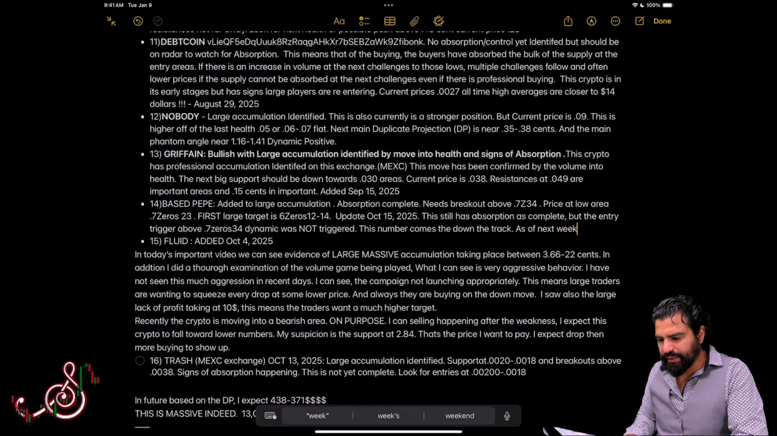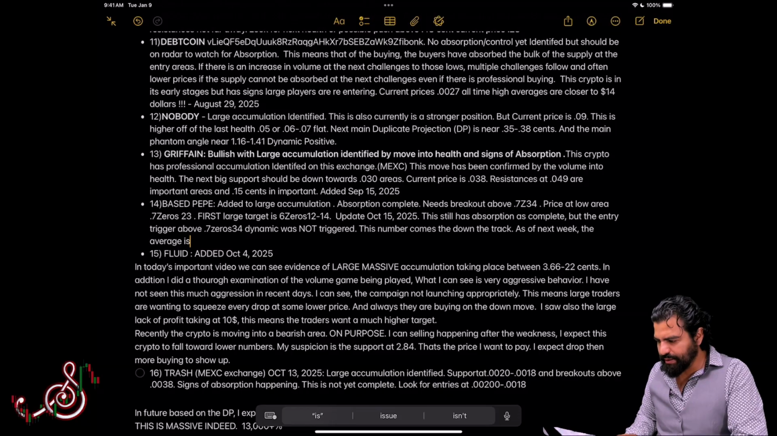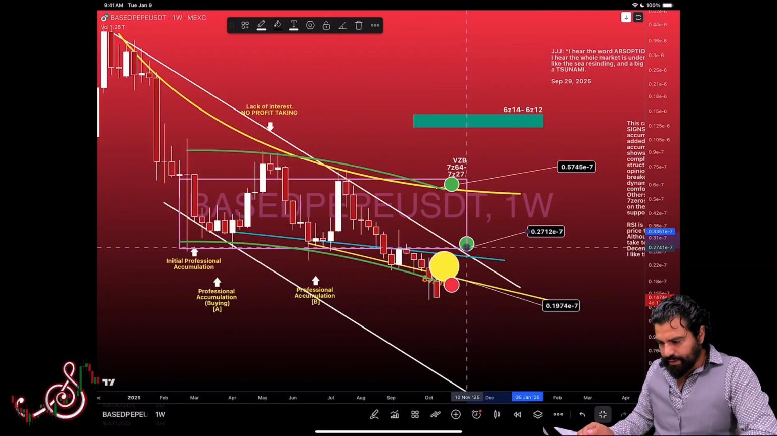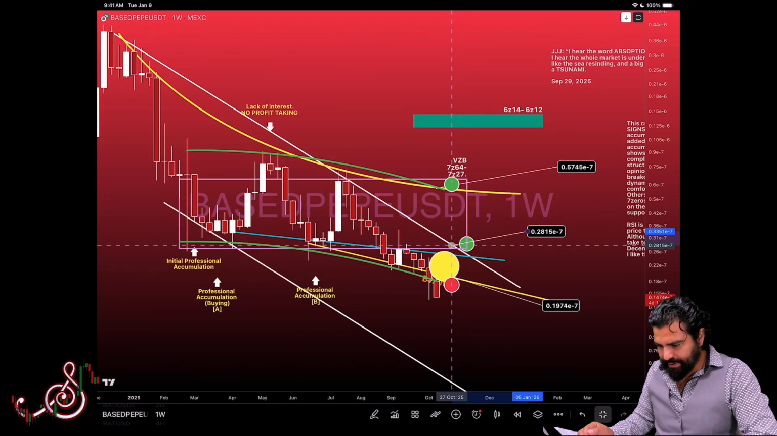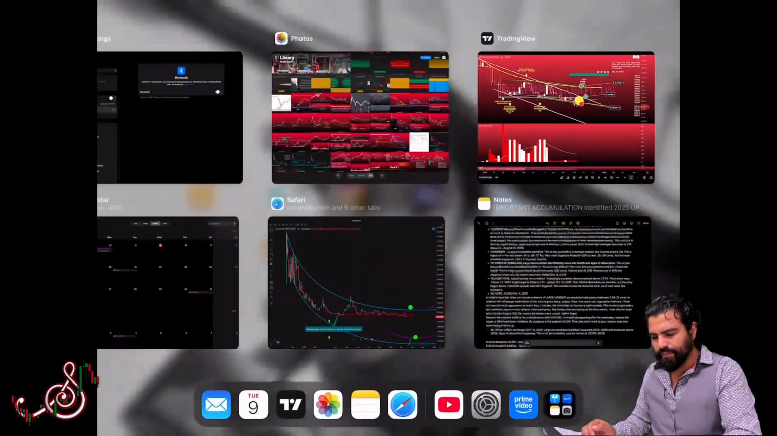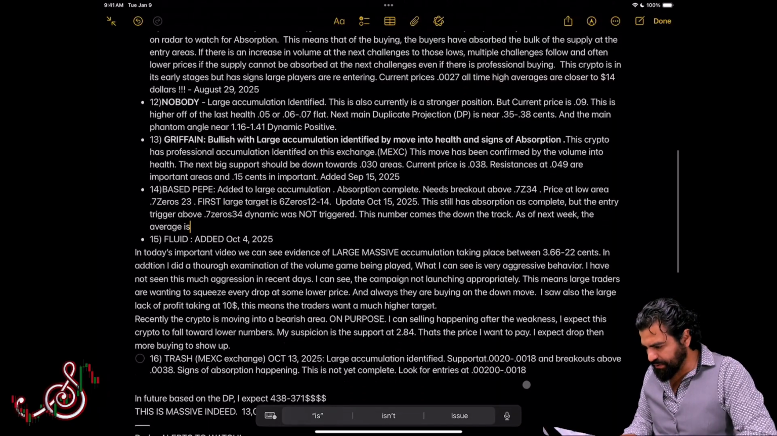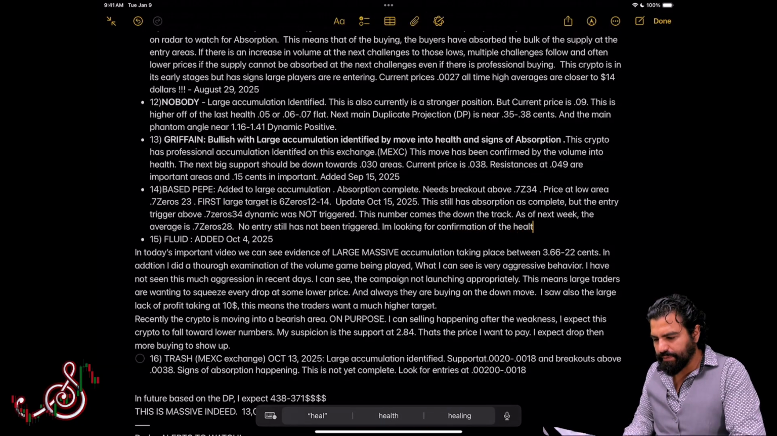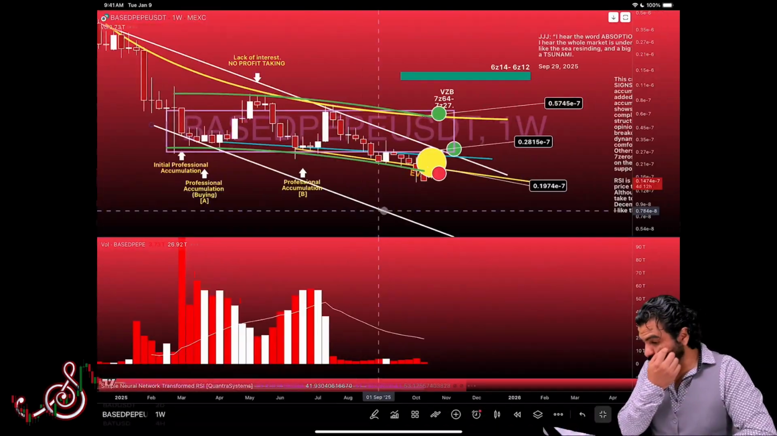As of next week, the average is, and let's get the average. So that's just going to move down the track. So as of next week, the average is 2.8. 7 zeros 2.8. No, entry still has not been triggered. I'm looking for confirmation of the health. All right, so you guys have what I'm looking at.